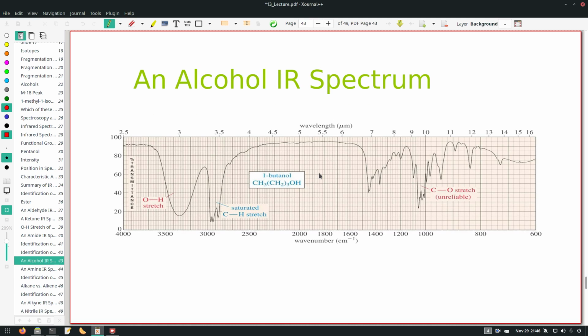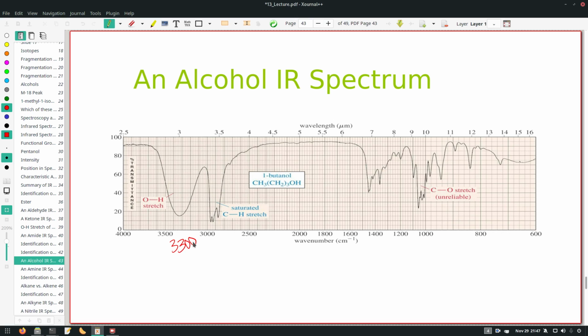Alright, so we saw this before. This was very similar to the spectra we saw for pentanol. This is butanol. Typically an OH peak is a very noticeable broad peak. It's going to be centered right around 3300. The only reason it was at 3000 on the previous one we saw was because that was part of a carboxylic acid.